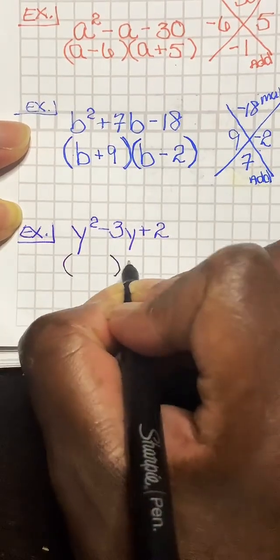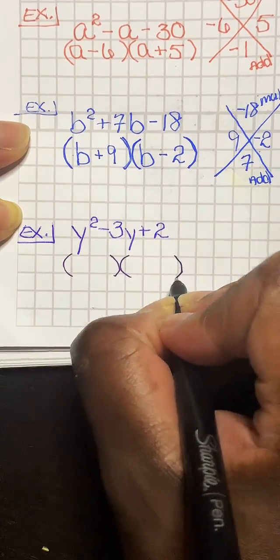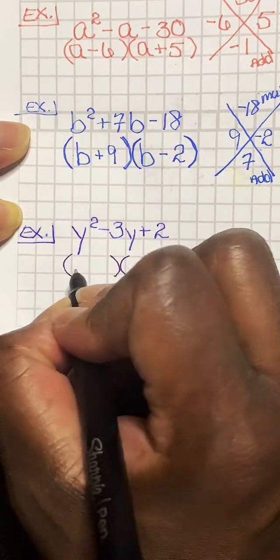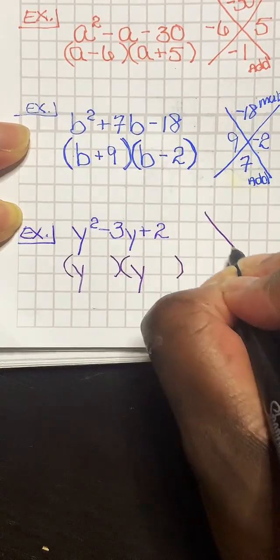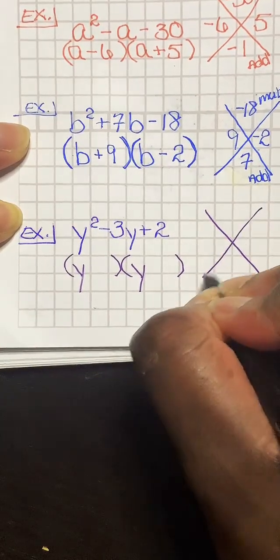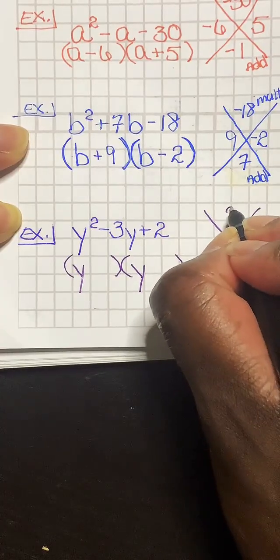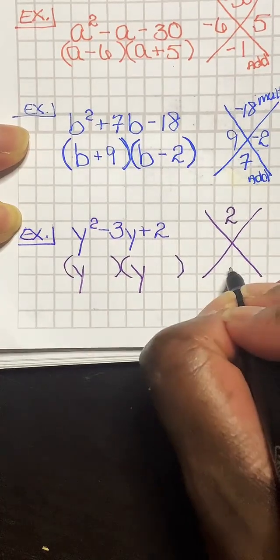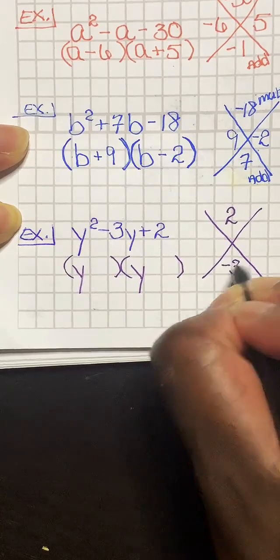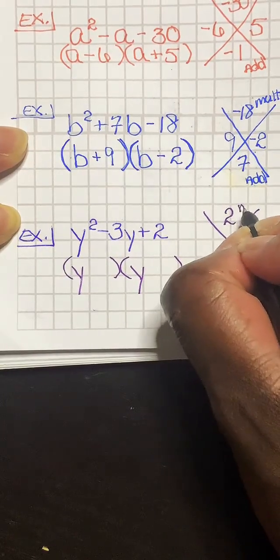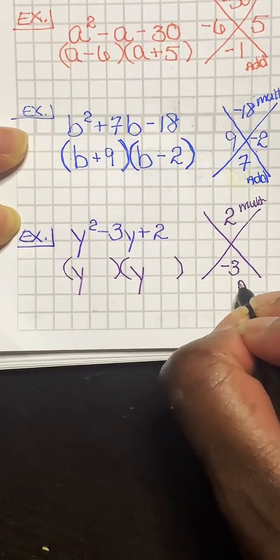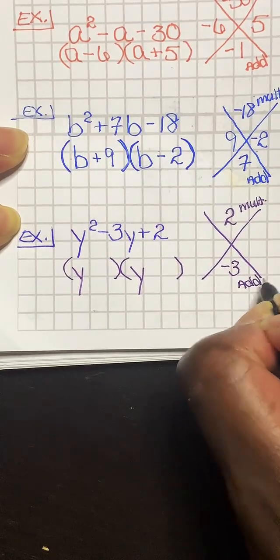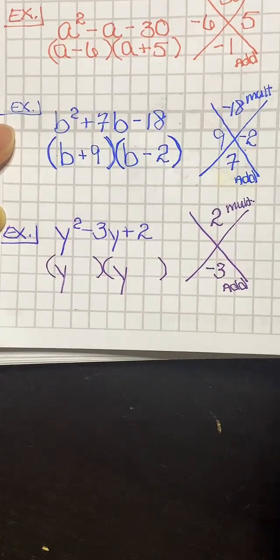All right. So, leading coefficient is 1. So we got our y, but then we'll multiply our last term, which is 2. Our middle term, which is a -3. So what two numbers multiply will give me a 2 and add to give me a -3?